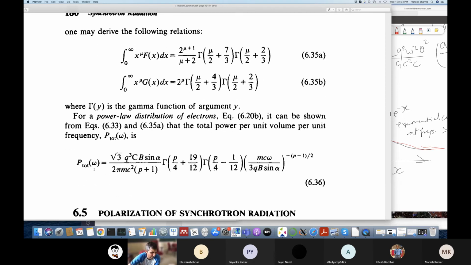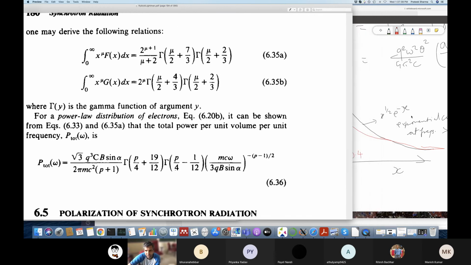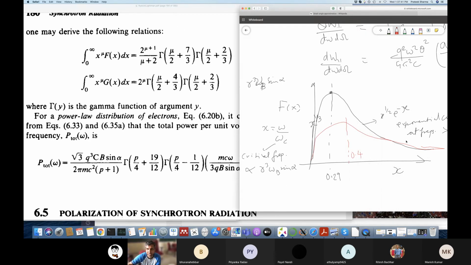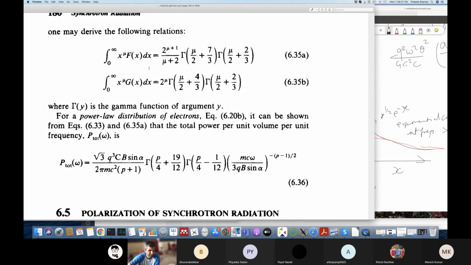In the end, the total power, which is nothing but this guy, P total, is equal to the integral of dP/d omega times d omega. So you have to do this, it's proportional to f(x) dx, right? And if you use these properties, this is the expression that you get.